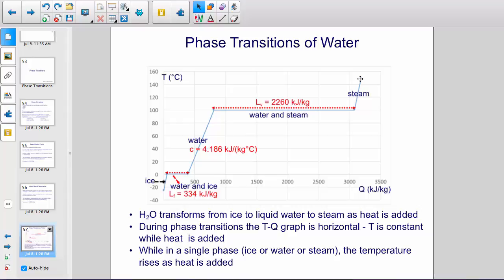The thing to note here is during phase transitions, the T versus Q graph is horizontal, and during that phase, there is a mixture of water and ice or water and steam, during which the temperature remains the same. The only time the temperature increases with the addition of heat is when it is in a single phase, such as here water, here ice, or here steam.